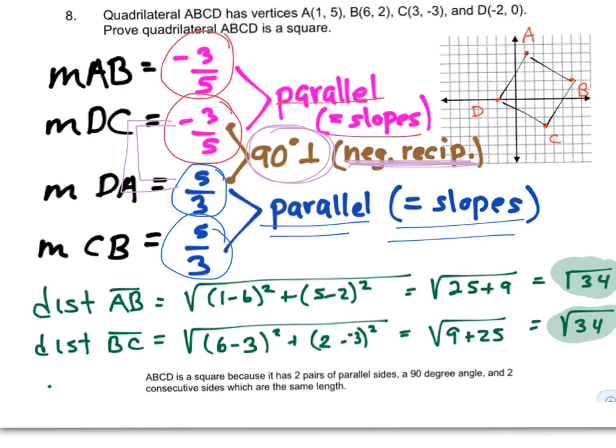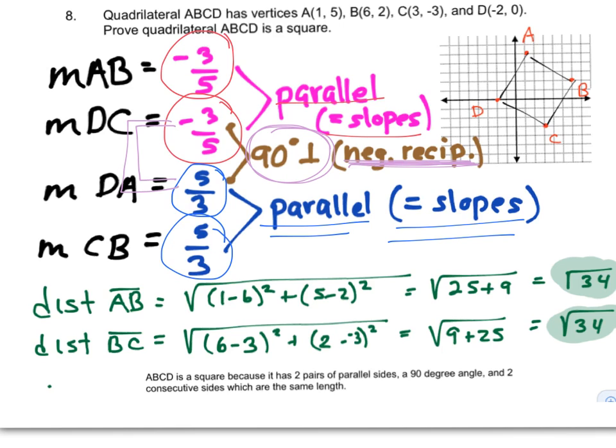I have at least one 90-degree angle, and if you look at the sheet that was provided on the PDF, I need one more piece of information to prove that it is a square, and that would be either 4 congruent sides or just prove that 2 consecutive sides in a row around a corner are both the same. And that's what I did in green down here.